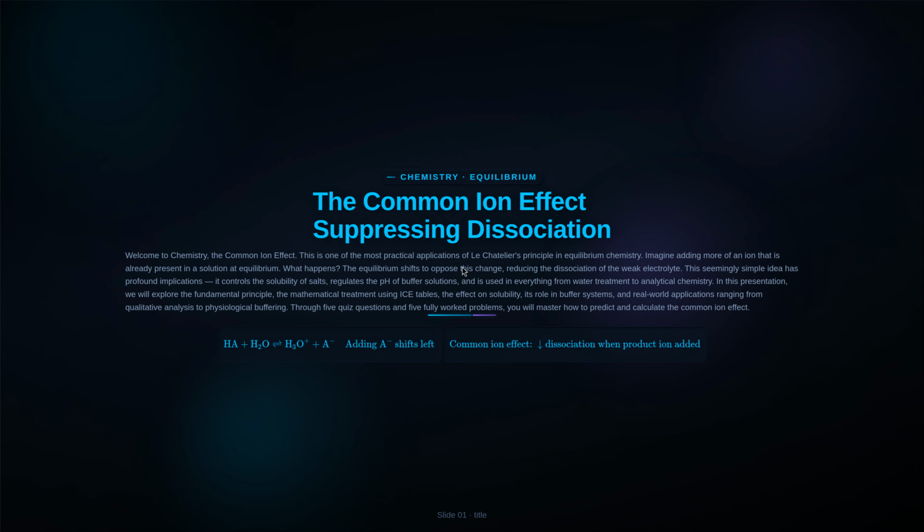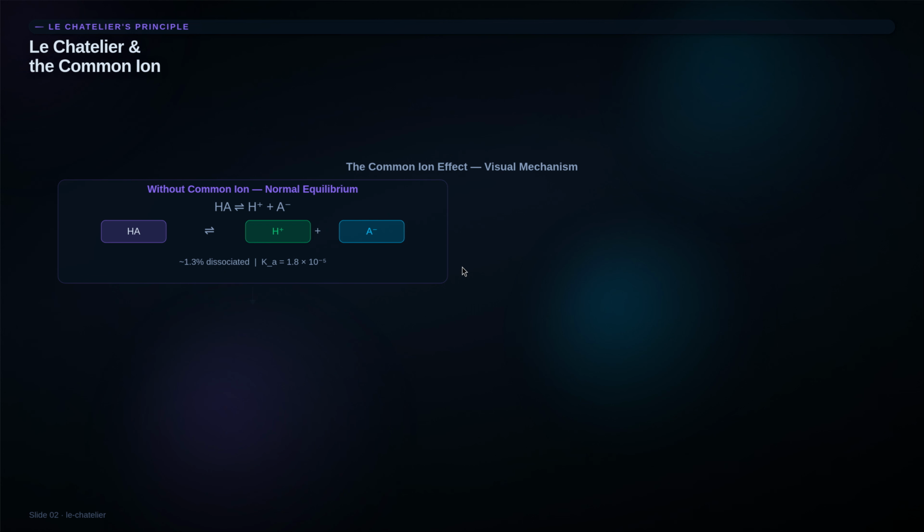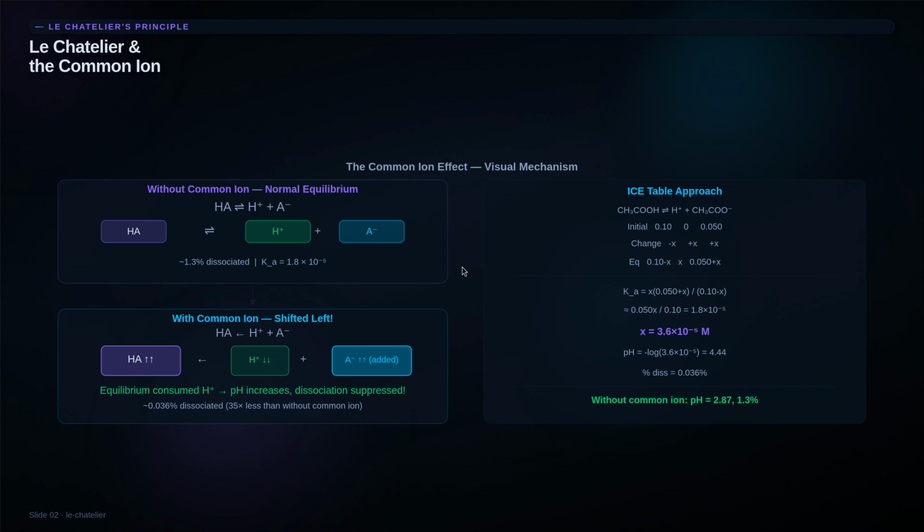This seemingly simple idea has profound implications. It controls the solubility of salts, regulates the pH of buffer solutions, and is used in everything from water treatment to analytical chemistry. In this presentation, we will explore the fundamental principle, the mathematical treatment using ICE tables, the effect on solubility, its role in buffer systems, and real-world applications ranging from qualitative analysis to physiological buffering. Through 5 quiz questions and 5 fully worked problems, you will master how to predict and calculate the common ion effect.